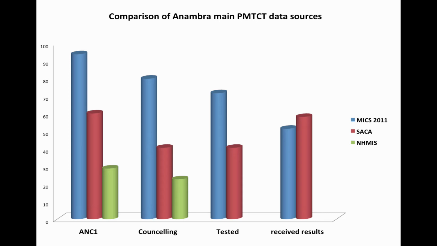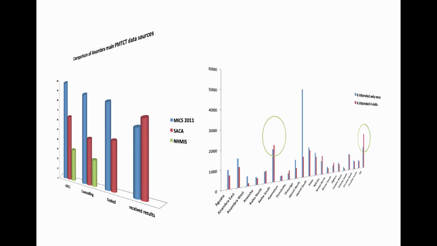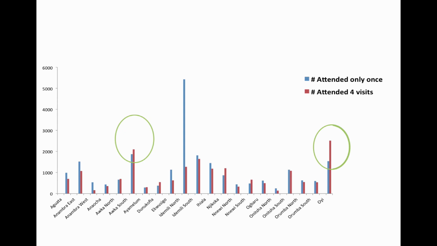This means that the two systems are not complementary, even though they have the same primary data source. And when we tried to compare the data LGA by LGA, we saw data that didn't make sense. For example, you can see antenatal care 1 lower than antenatal care 4.